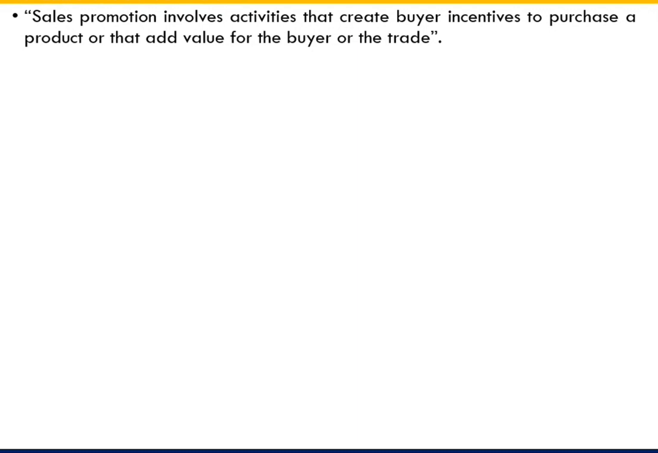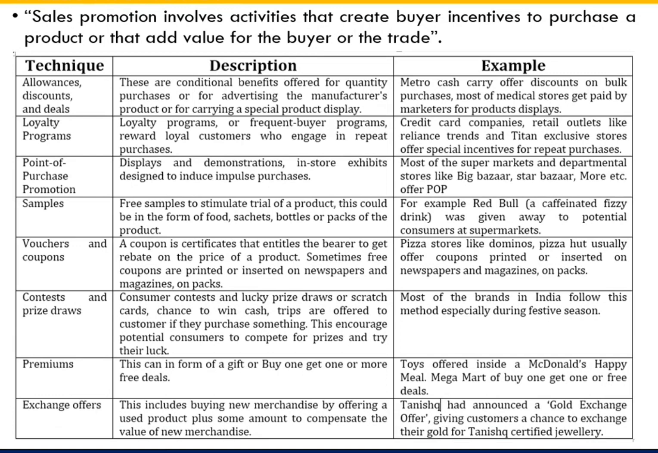Sometimes the incentive can also be in the form of value. A value can be in various ways, which I'll be presenting in a table here, and that will probably help you in understanding the ways of doing sales promotion. I'm sure you personally would have been involved in some of these sales promotion methods. The first one is called allowances, discounts, and deals. These are conditional benefits offered for quantity purchases, for advertising the manufacturer's product, or for carrying out a special product display.